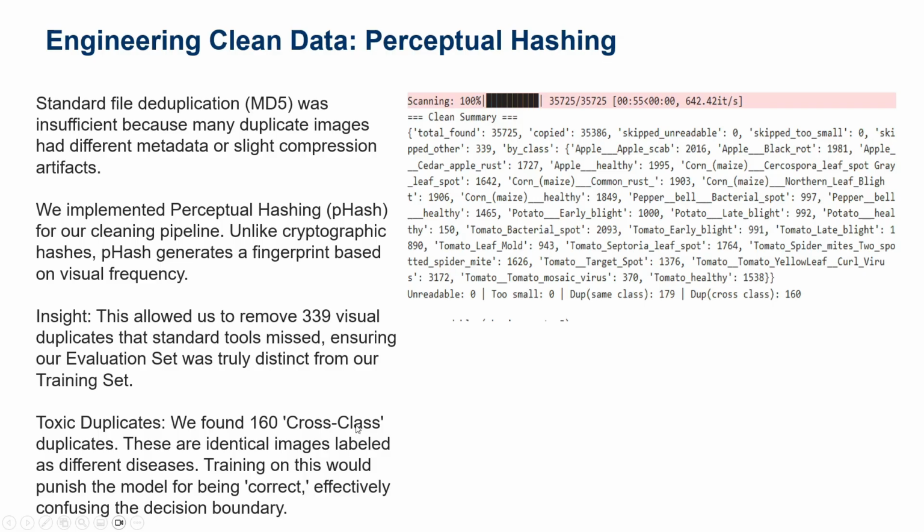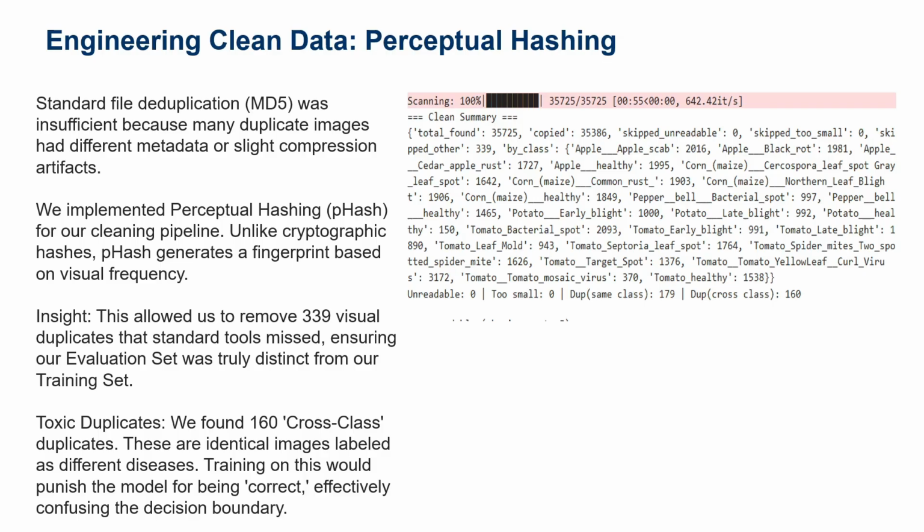Like we just mentioned in the last slide, there are cases where the exact same image appears in multiple classes, labeled as different diseases. We found 160 of these cross-class duplicates. If we trained the model on them, the model will be punished regardless of which label it predicted, because both labels exist. This creates contradictory gradients and directly harms the decision boundary. So pHash not only helped us clean redundancy, but also revealed hidden labeling issues that make the dataset fundamentally unreliable unless corrected.